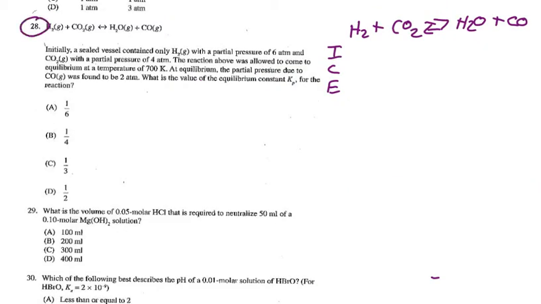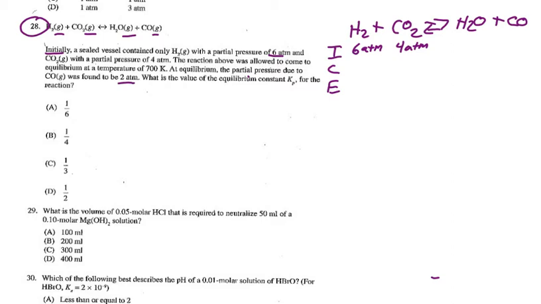Number 28. Initially, that's important, initially we have a hydrogen partial pressure of 6 atmospheres. It's an equilibrium problem, so we're going to do an ICE table. We can do atmospheres, it's no problem, either that or concentration. We should check, by the way, all of these are gases, so I don't have to worry about any of them not being in my equilibrium expression afterwards. So in any case, hydrogen with a partial pressure of 6 atmospheres and CO2 with a partial pressure of 4 atmospheres are put in there initially, then they're allowed to come to equilibrium. The reaction above was allowed to come to equilibrium at 700 K. At equilibrium, the partial pressure due to CO2 was 2 atmospheres.